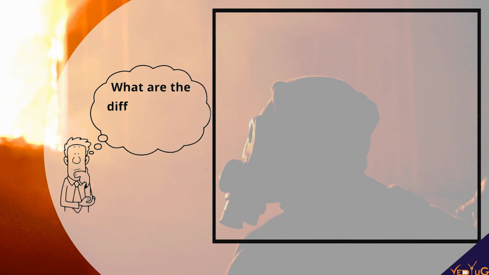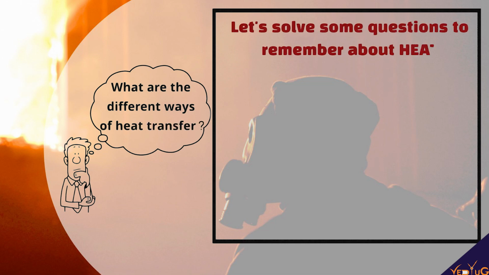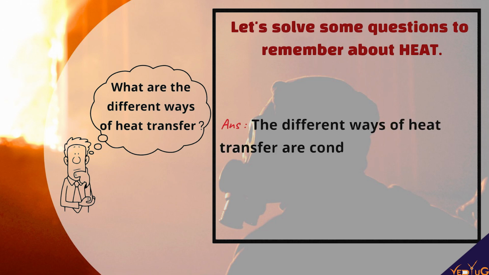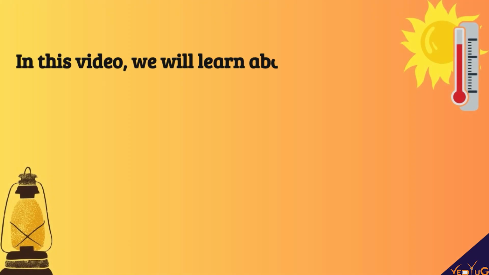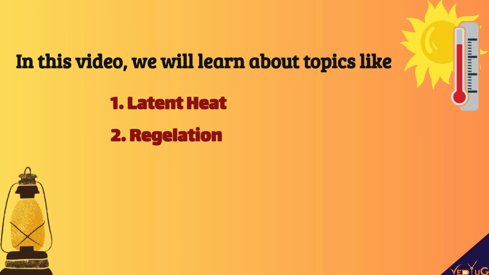But what are the different ways of heat transfer? ये आपको भी क्वेश्चन आता होगा. So इसका आंसर भी उतना ही सिंपल है. The different ways of heat transfer are conduction, convection and radiation. So it was all about our previous standard. So dear friends, in this video and in this part of the video, we will learn about topics like latent heat and regelation. So first, we will learn about latent heat.